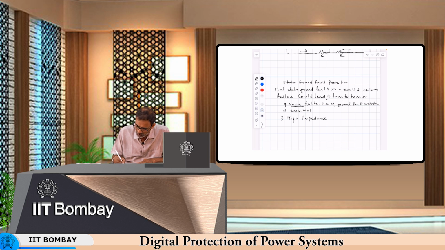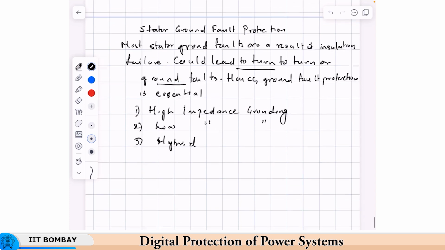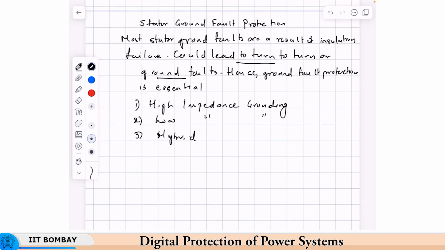One option is impedance grounding, high impedance grounding, or the second is of course low impedance grounding. Third is a hybrid of high and low. So we all know that the ground fault current, say there is an A phase fault, is 3 EA upon Z1 plus Z2 plus Z0 plus 3 Zn, where this Zn is the impedance in the neutral of the generator.